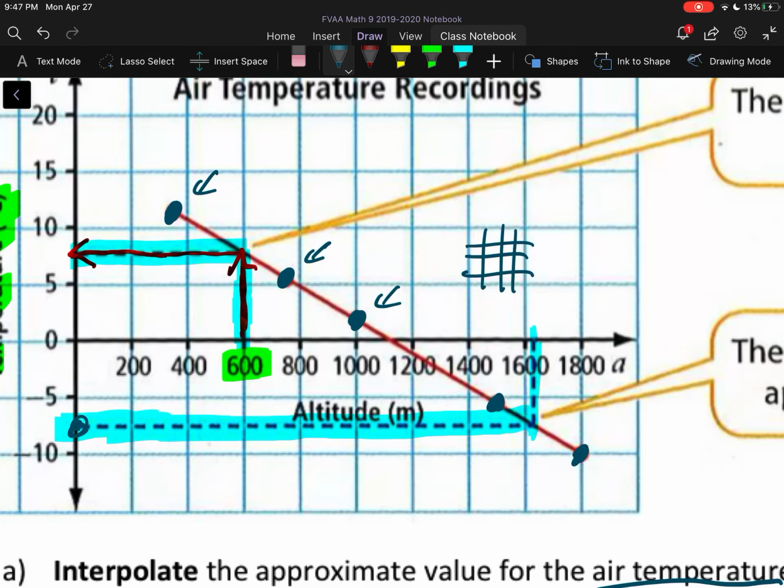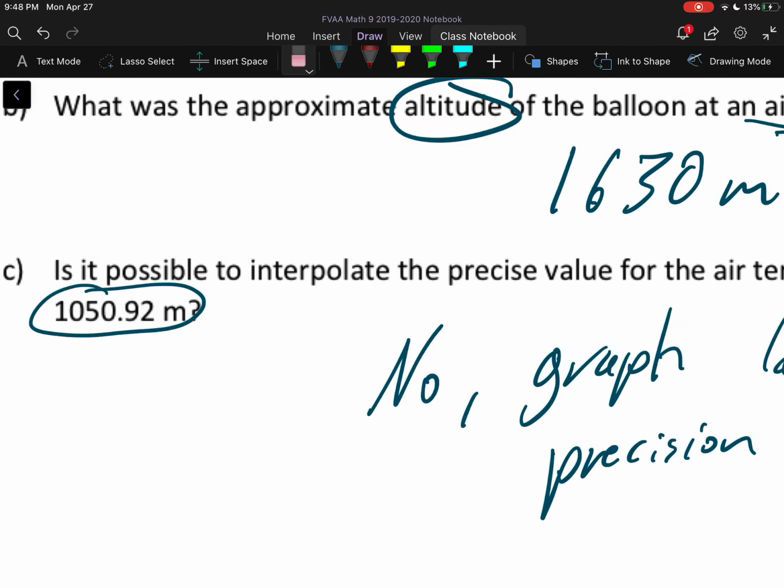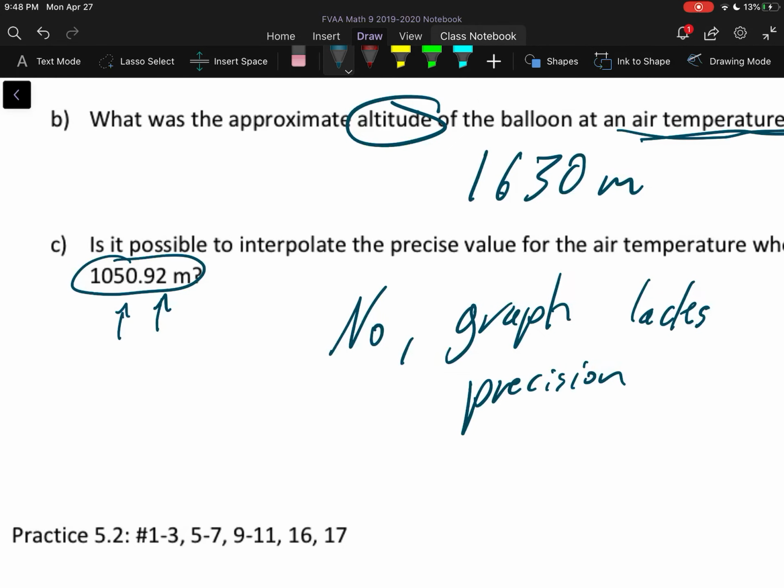If it had even more grid lines, I could maybe go up by 50s instead of 200s. But even then, I wouldn't be at the same precision as they're asking for here. They're not going up by 50s. They're going up by 0.01 of a meter, or 1 centimeter to be exact. And so I would need a very, very thinly drawn line to be able to get a precise value.